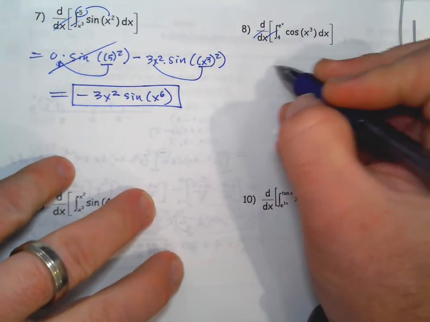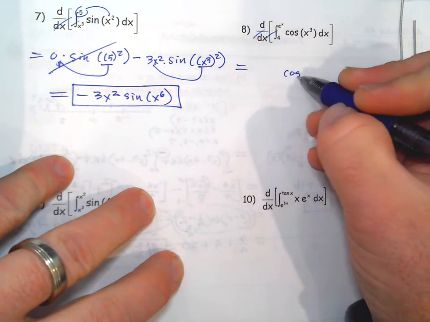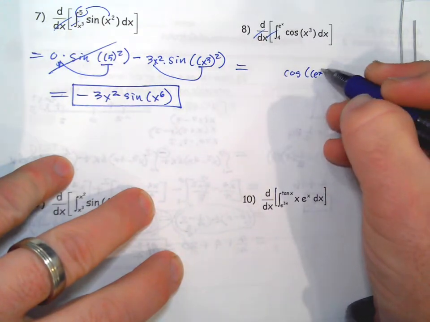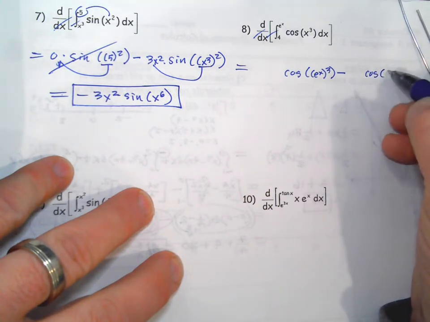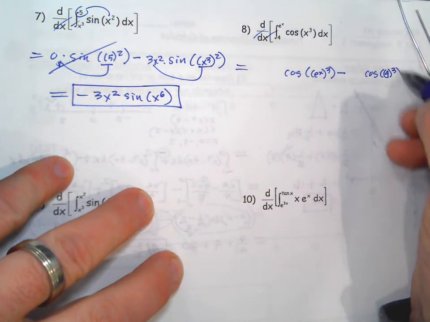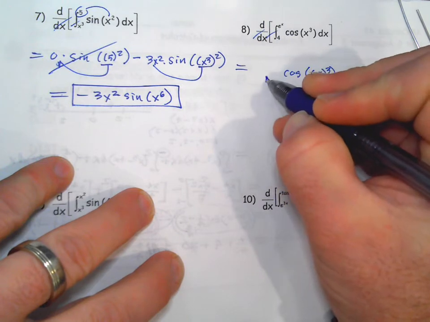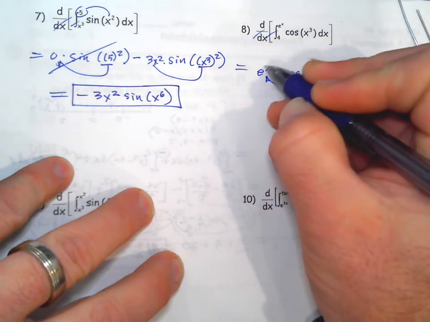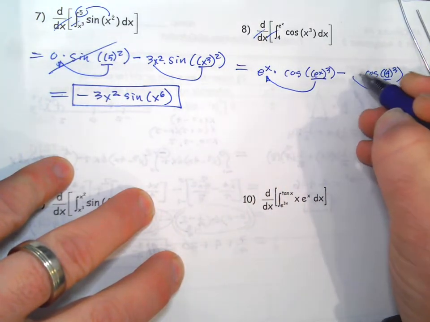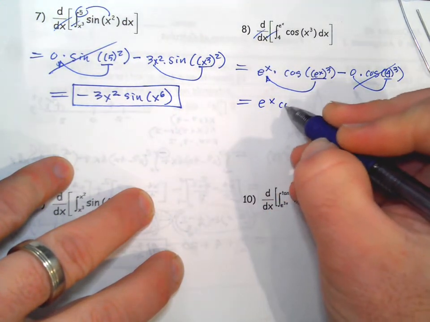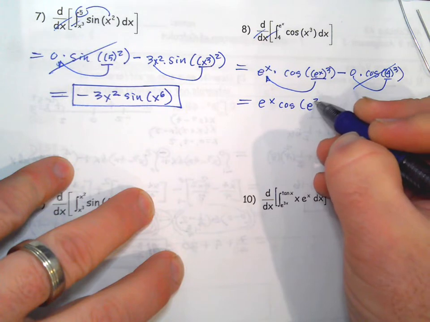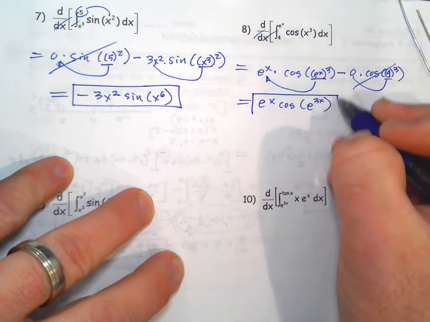Here, we're going to get cosine of e to the x cubed minus cosine of 4 cubed. Derivative of e to the x is e to the x. Derivative of 4 is 0. That term goes away. E to the x, cosine e to the 3x. Simplify your answers, rules of exponents.